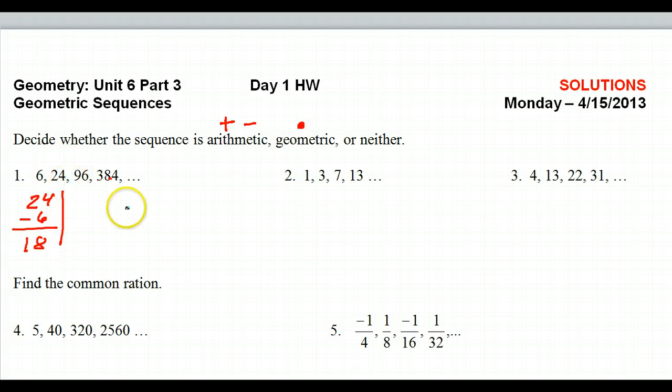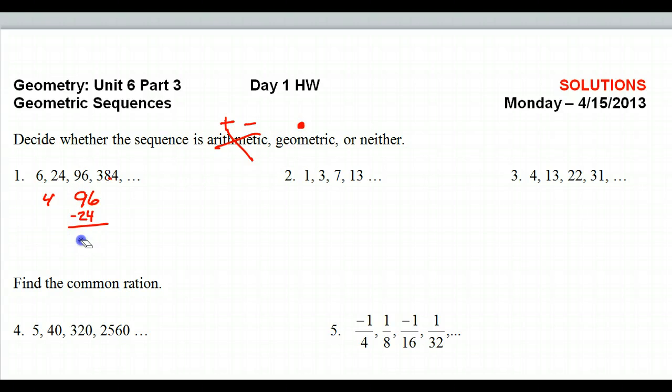If this is arithmetic, then we should get the same thing when we look at the next two terms. So if I do 96 minus 24, well, that's 72. So this was increased by 18, but then between 24 and 96, that increased by 72. So if this were arithmetic, those would have been the same. So it's not arithmetic.